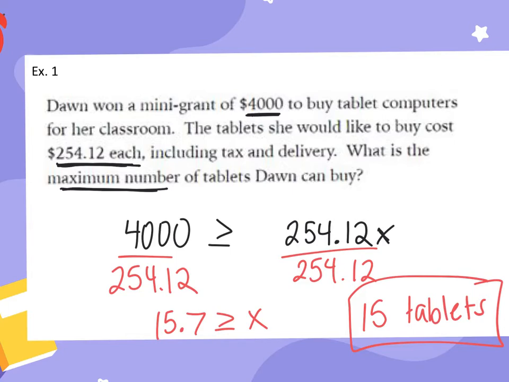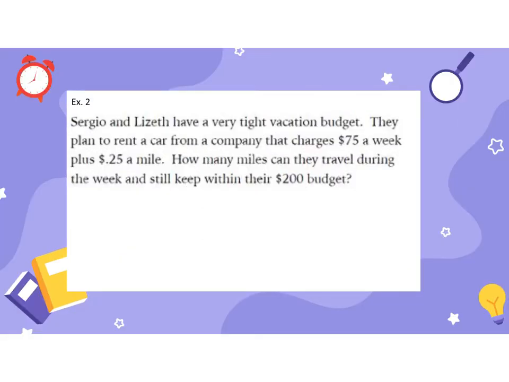So when the problems start to get harder, we can use the same strategy though, right? All right. Sergio and Lizeth have a very tight vacation budget. They plan to rent a car from a company that charges $75 a week plus 25 cents a mile. How many miles can they travel during the week and still keep within their $200 budget? Okay, so try that same strategy that we just used. What you're spending is going to be on one side, the amount of money that you have, or your income, is going to be on the other.